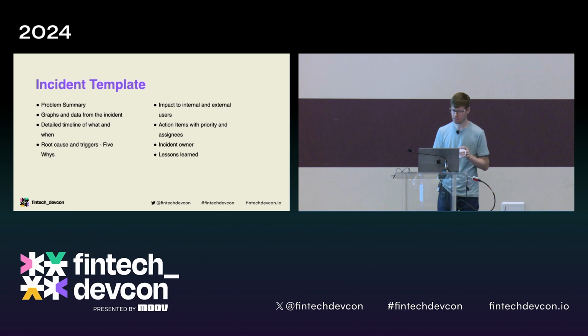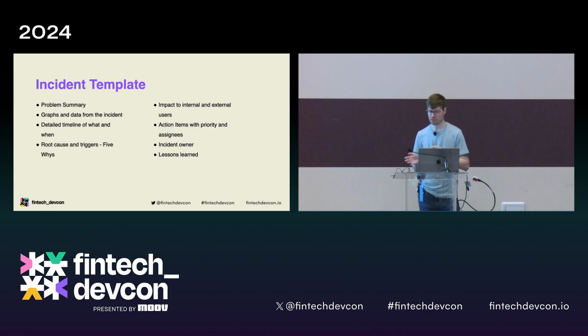So an example of an incident template, you have a problem summary. For us, that is very specifically going to be for our customers as well. And then you have graphs and data. You want to make sure that you put every piece in there that someone made a hypothesis from. You do a detailed timeline. So with us, with Jelly especially, that is going to come from, as you'll see in a second, Slack. And we do a root causes and triggers.